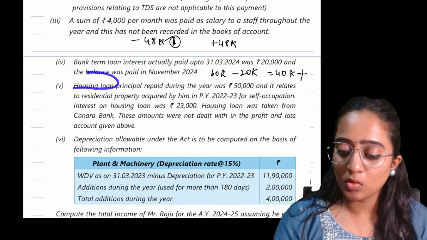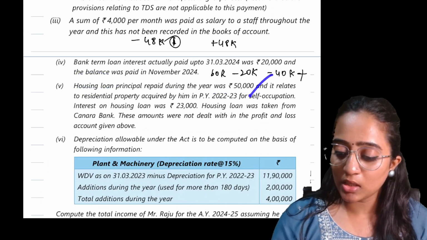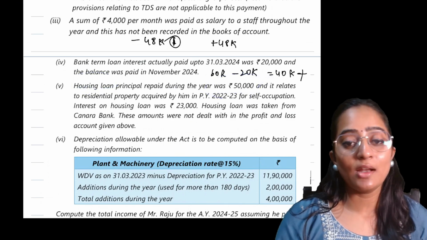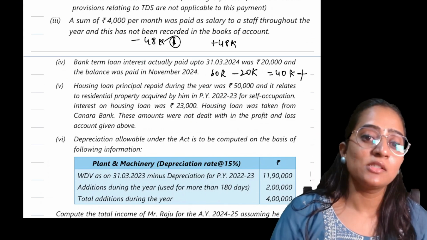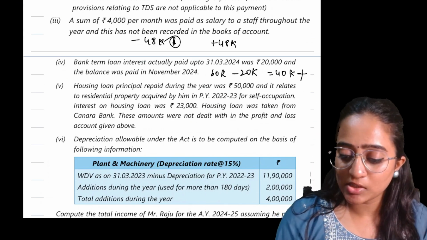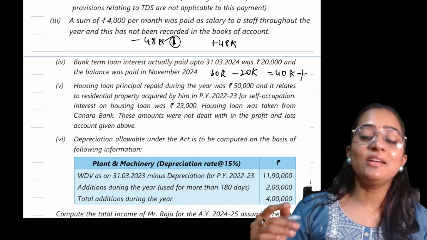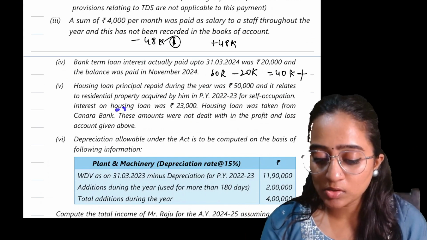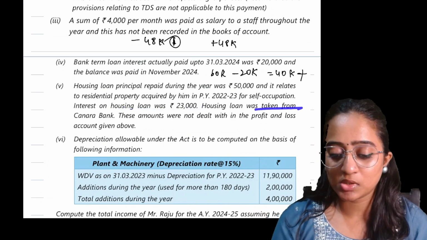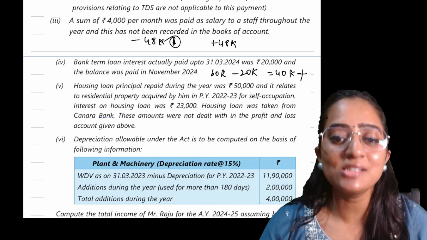Everyone, housing loan principal repaid during the year was how much? 50,000. And this 50,000 rupees, if the principal loan is repaid under your normal provision, will be allowed as a deduction under section 80C. And it relates to residential property acquired by him for self-occupation. You can also take the interest deduction under your income from house property. Interest on housing loan is 23,000. The housing loan was taken from Canara Bank, and this can be considered as your income from house property, self-occupation.